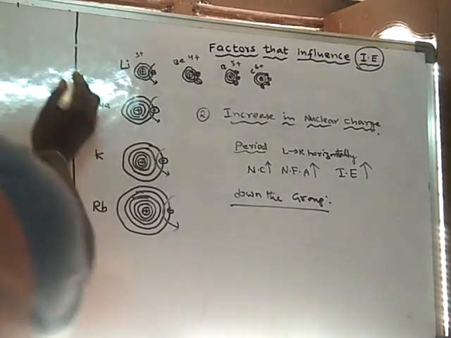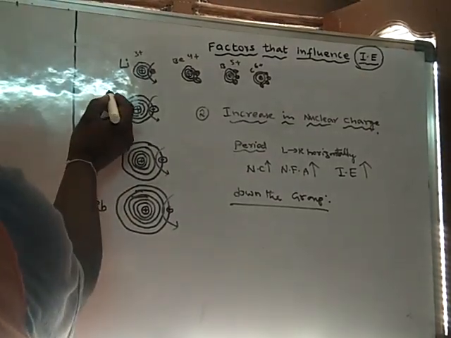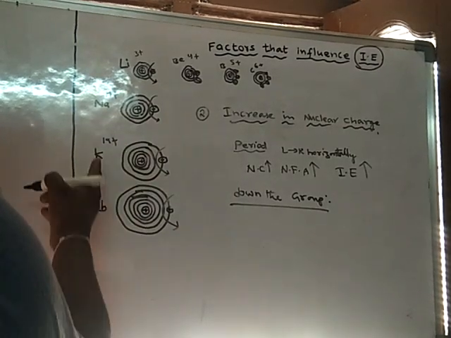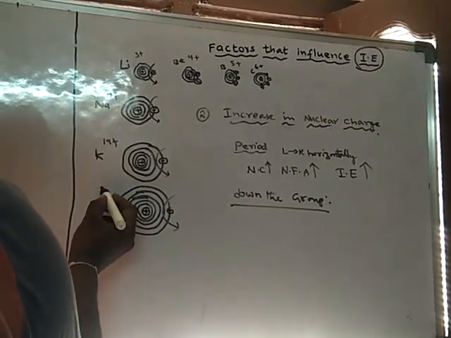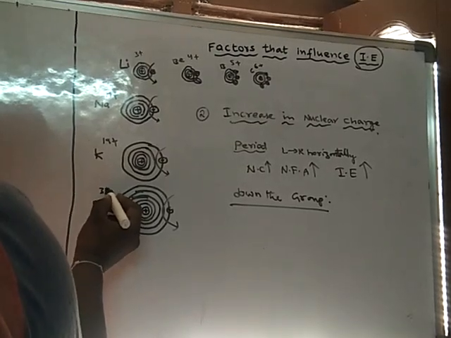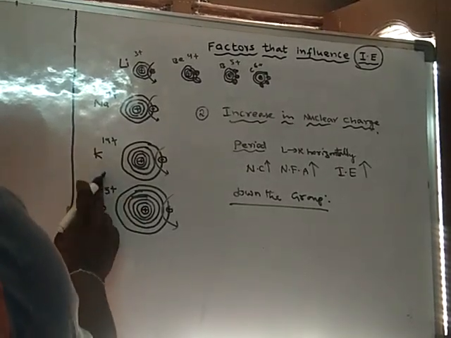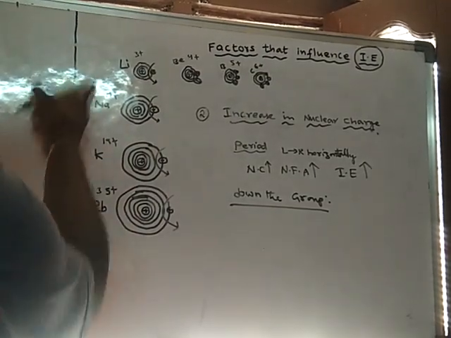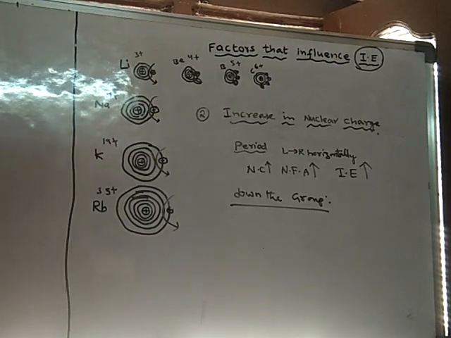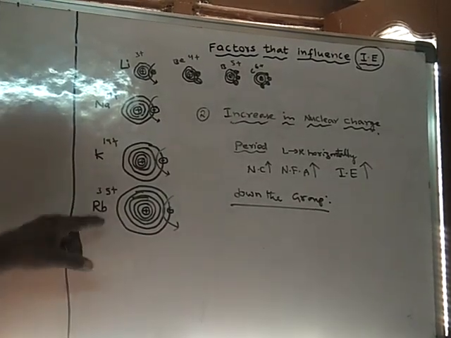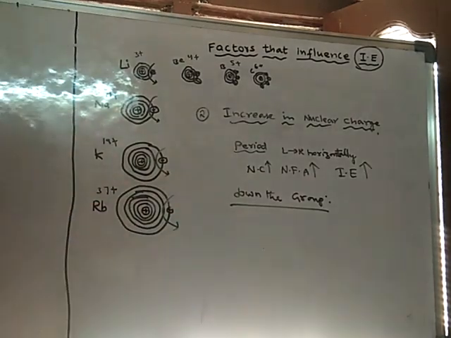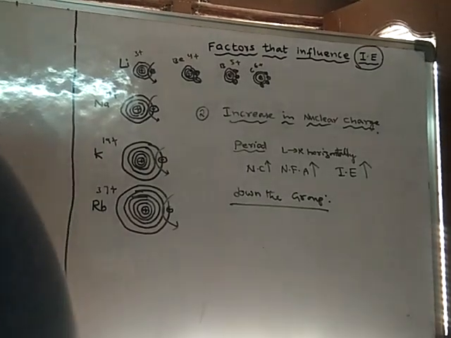Down the group, look here: lithium, sodium. In sodium there are 11 positive charges, in potassium 19 positive charges. In rubidium 35 positive charges. As we move down the group, from 19 plus, here it should be 37. 37 positive charges.